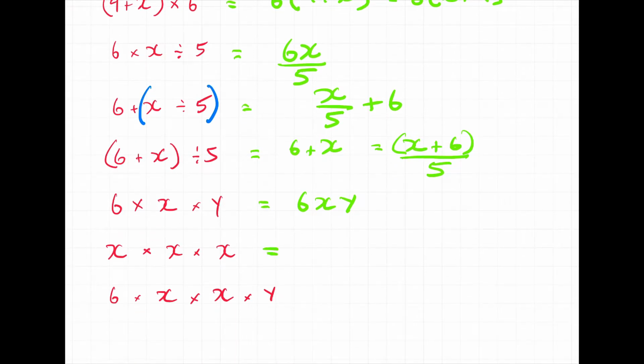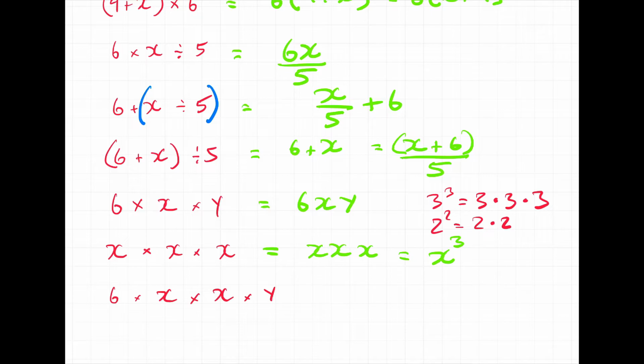Now we're almost at the end of this one right here. I've got x times x times x. Now, I guess we could go x, x, x, but there is a simpler way. Remember that 2 squared is equal to 2 times 2. And 3 cubed is equal to 3 times 3 times 3. So working backwards here, x times x times x is actually better written as x cubed.